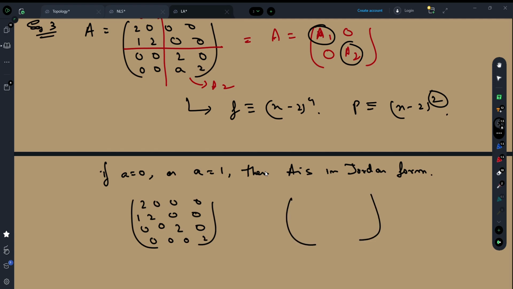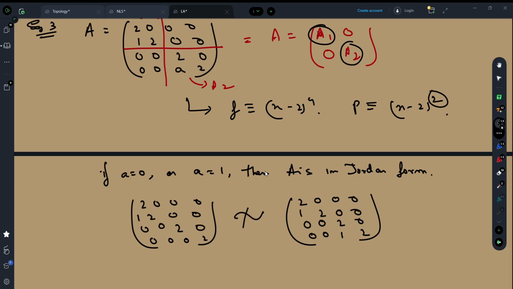We get 2, 0, 0, 0. We get 1, 2, 0, 0. We have 0, 0, 2, 0. And we have 0, 0, 0, 2. And the other matrix we have is 2, 0, 0, 0, 1, 2, 0, 0, 0, 0, 2, 0 and 0, 0, 1, 2.